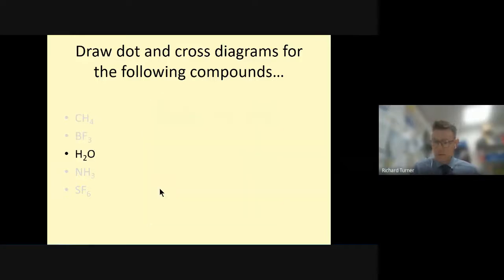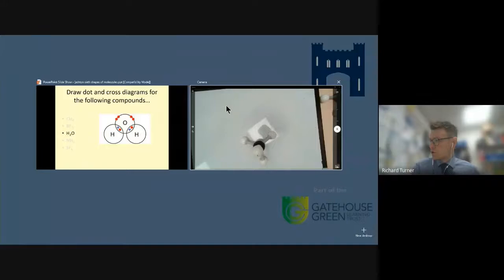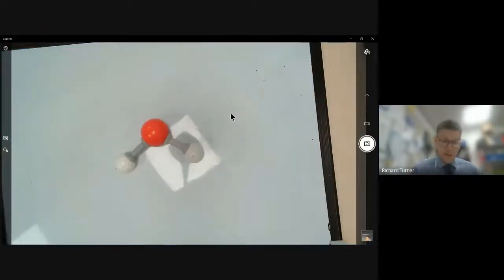Another molecule that you've looked at is water. Here you've got your hydrogen bonded to two oxygen, your two bonding pairs. But remember, we have these electrons in pairs not involved in bonding; we call them lone pairs. If I now show you what that looks like, you might have seen this at GCSE. That is a bent molecule, or V-shaped molecule.